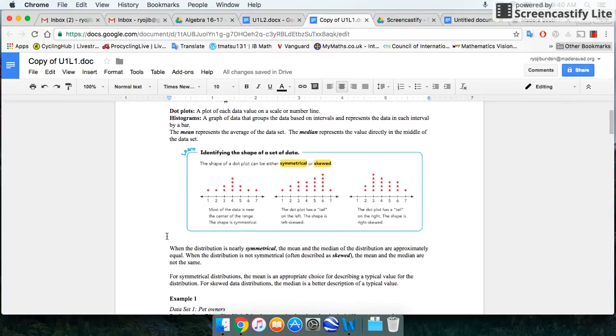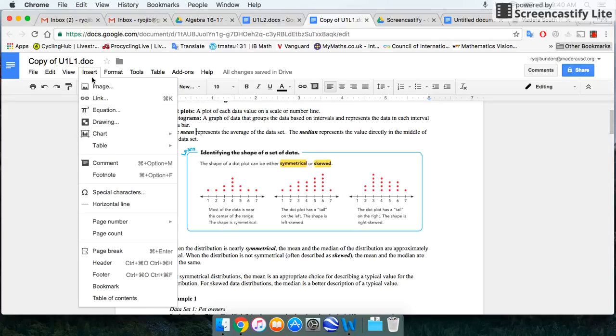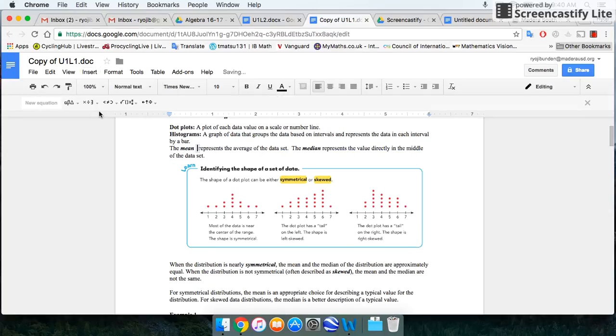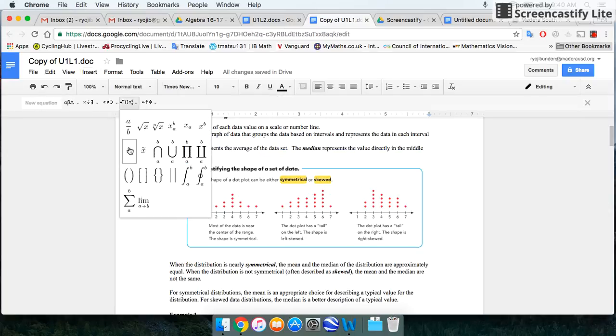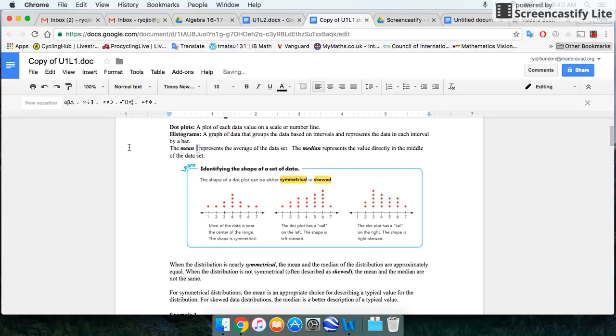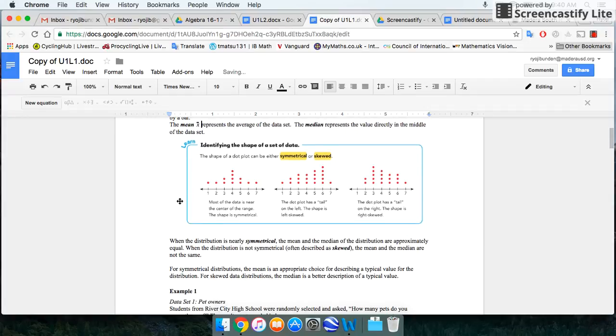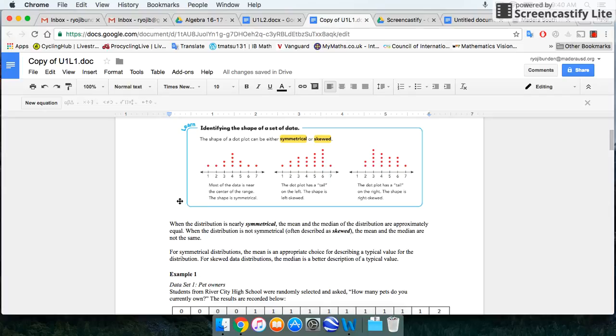And we're also going to talk about mean, which is the average of the data set, and the median, which is the value directly in the middle of the data set. So the mean, I'm going to insert an equation just so you understand. The mean is represented by the symbol X with a bar above it. So make sure that you copy that down in your notes and you understand what that symbol means, because I'll be using that for the rest of the year.